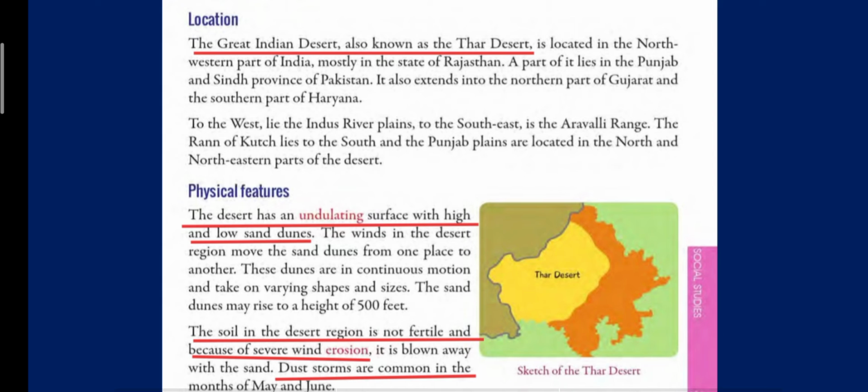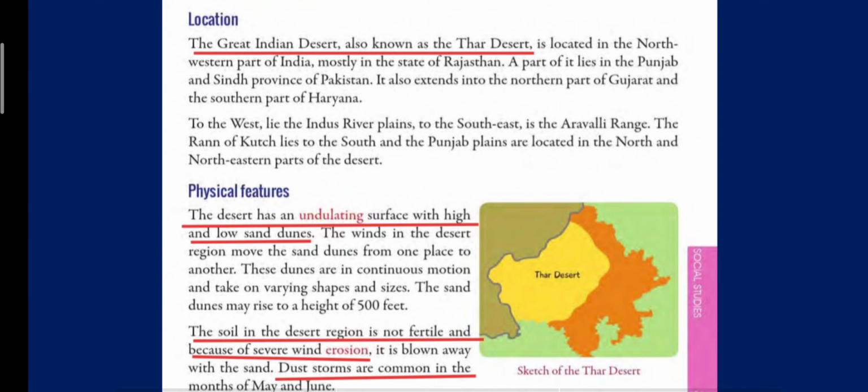Now, when the winds blow in the desert, they carry the sand dunes from one place to another. They lift the sand from one place and then deposit it in another place. So, the sand dunes keep on shifting from one place to another, and these sand dunes are in continuous motion, which means that they are constantly moving. When the wind is blowing, it carries the sand from one place to another, so we can say that the sand is in continuous motion.